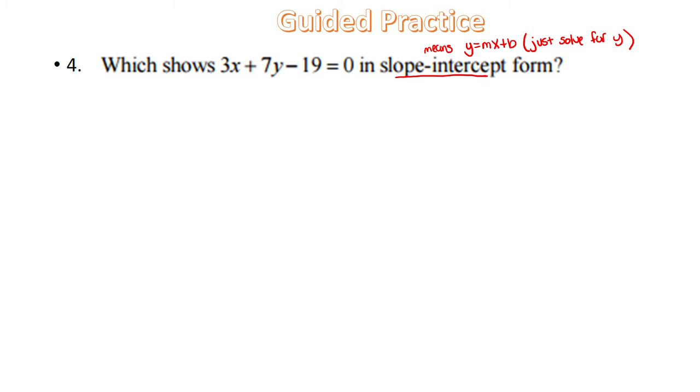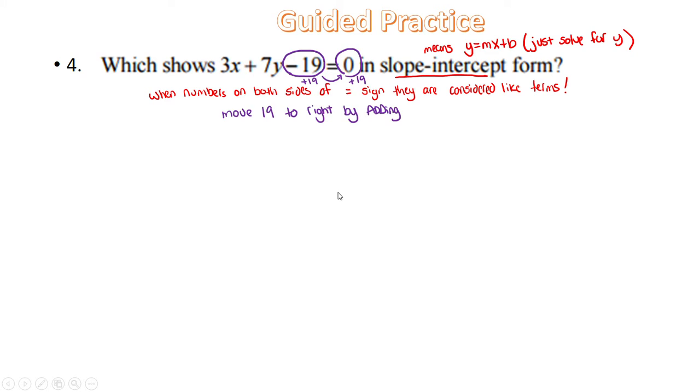So we don't need to distribute here. We don't need to clear fractions. What we do need to do, though, is recognize that this -19 or minus 19 and 0 are considered like terms. Now, to move this -19 over to the other side of the equation, we need to do plus 19 to move it over to the other side of the equation. That is combining like terms.